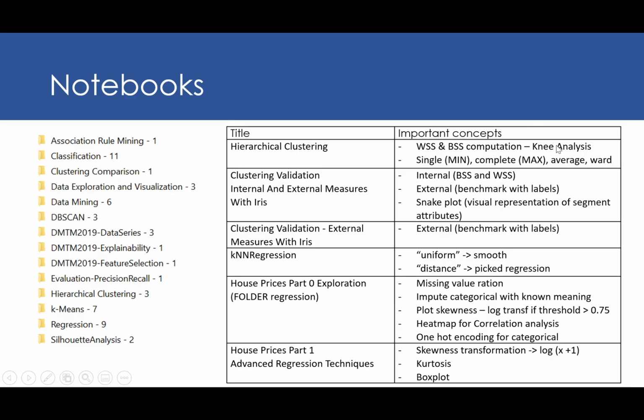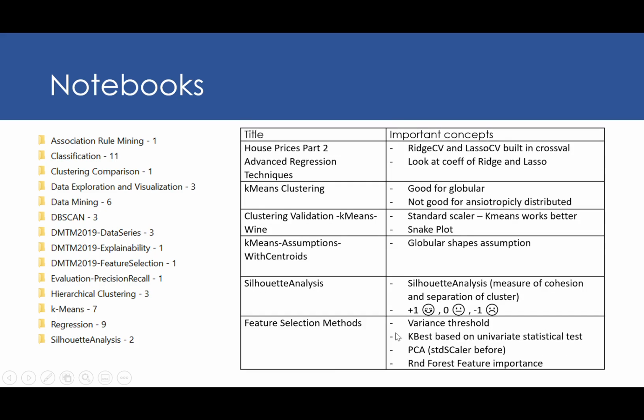Here you can see the elbow analysis, some internal measures, some external benchmark, also the snake plot. It's a good keyword to use in the answers because the professor puts a lot of emphasis on snake plots. They are quite good to explain stuff. And also KNN, the difference between the uniform parameter and distance. Some other stuff.